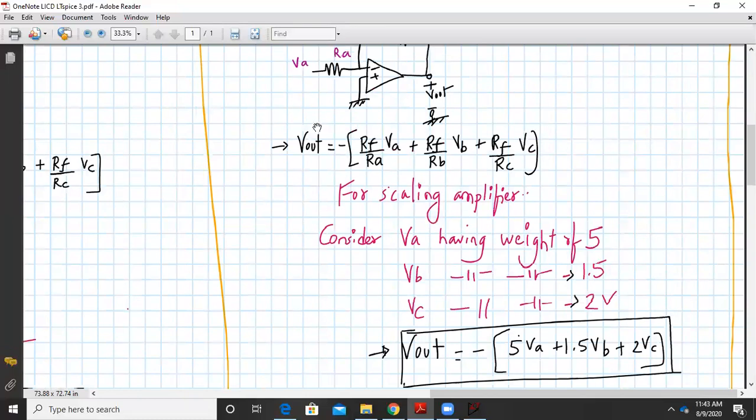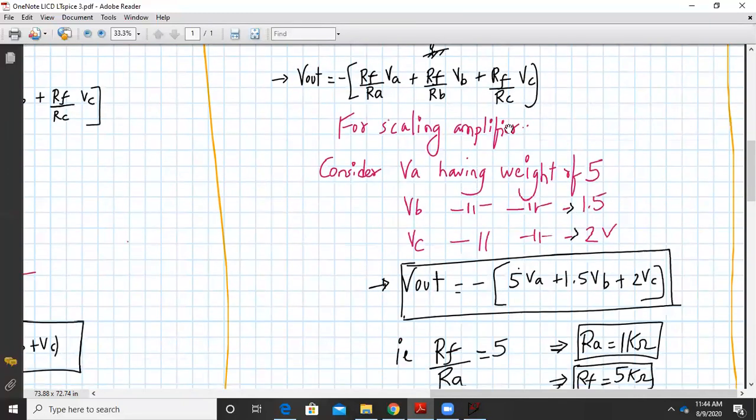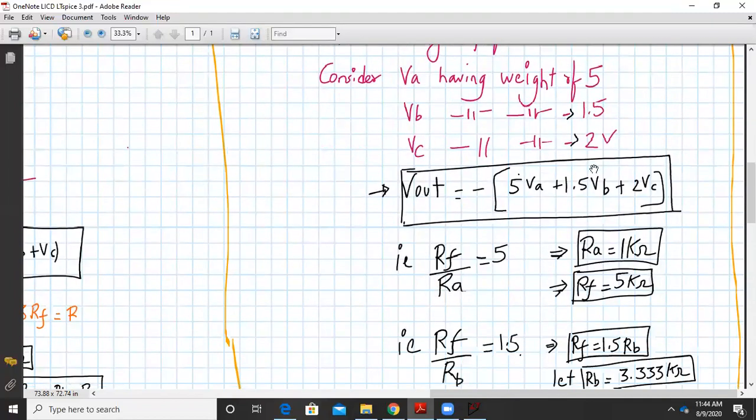The output is defined by this expression, that is V out is equal to minus RF upon RA into VA plus RF upon RB into VB plus RF upon RC into VC. So for a scaling amplifier here, we have considered that VA has a weight of 5, VB has a weight of 1.5, and VC has a scale of 2. So this equation we have to implement, that is V out is equal to minus 5 times VA plus 1.5 times VB plus 2 times VC.